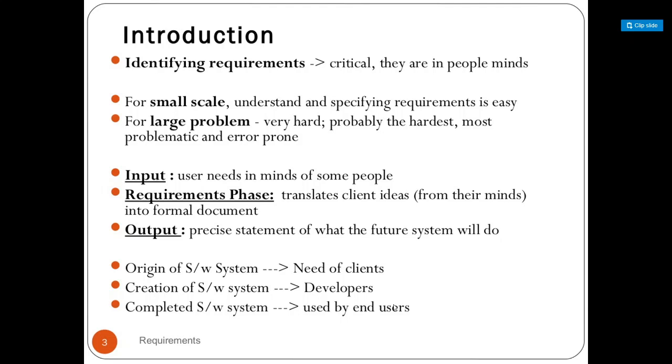Next is the output. In the output, they make the statement of what the future system will do according to the client, according to the ideas he has said. So it becomes the origin of the software system, that is the need of clients, then the creation of the software system, that is by the developers, and the completed system used by the end users.